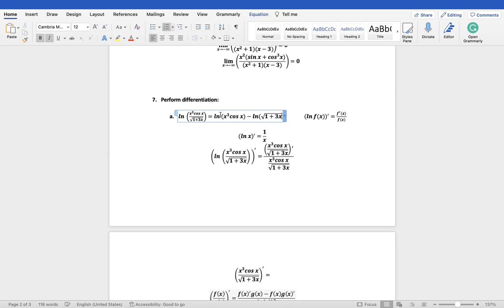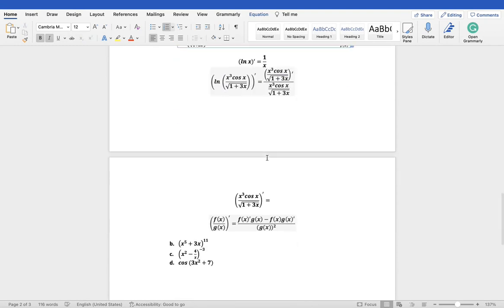1 plus 3x. So you can use this as well. Now, if you look for the derivative of this, you will see that you're finding the derivative of two separate ln functions, and then you're just subtracting them, right? So you can use the same ln rule that we have here for each one of these functions, and then you should be able, at the end of the day, to get to the same answer that we're getting.